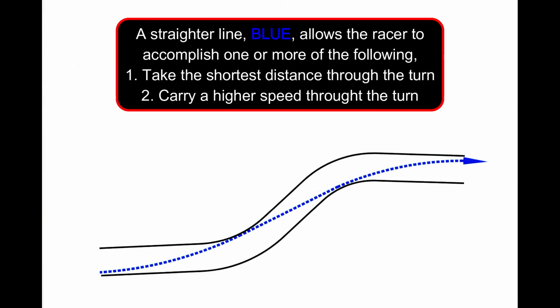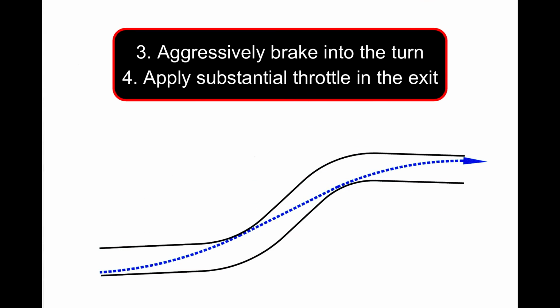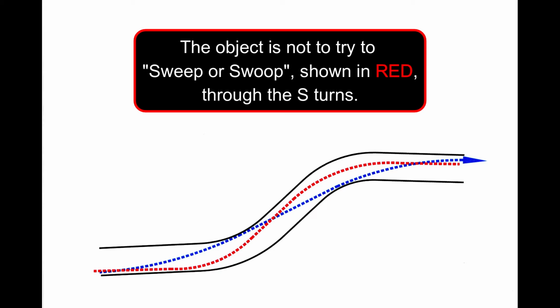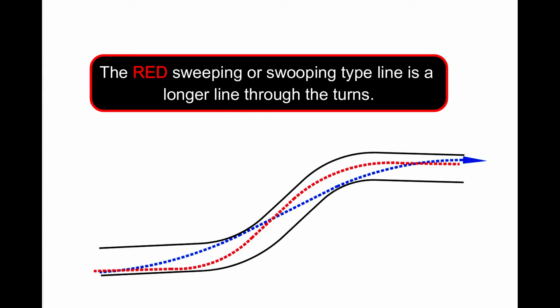A straighter line, shown in blue, allows the racer to accomplish one or more of the following. 1. Take the shortest distance through the turn. 2. Carry a higher speed through the turn, or aggressively brake into the turn, and apply a substantial amount of throttle in the exit. The object is not to try to swoop or sweep the turn, as shown here in red. The red sweeping or swooping type line is a longer line, a longer distance through the turns.